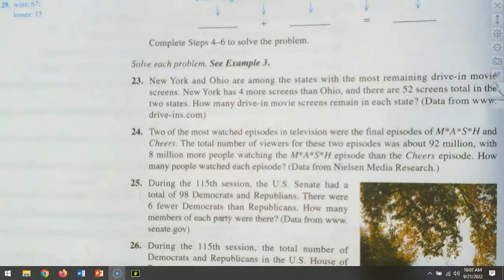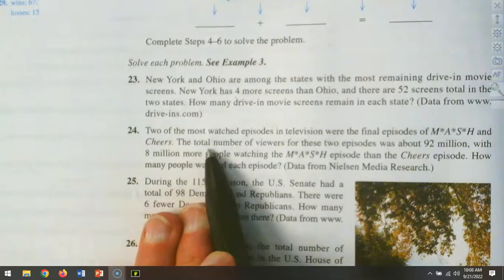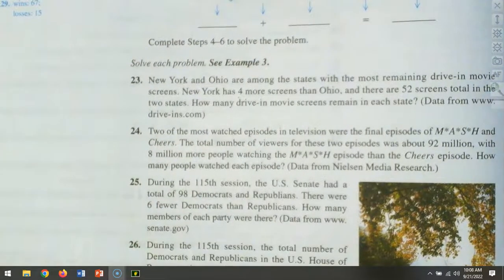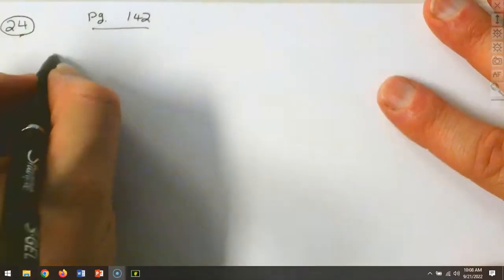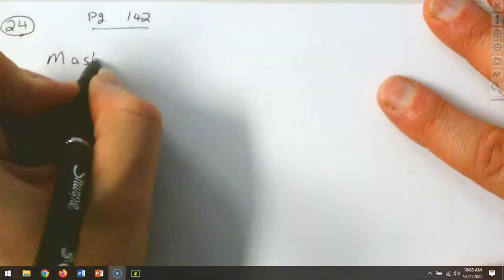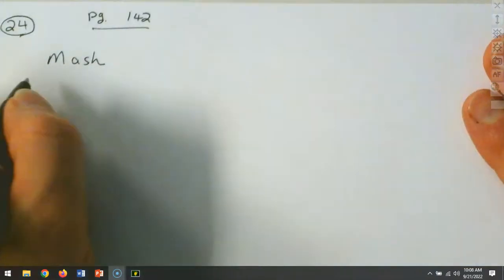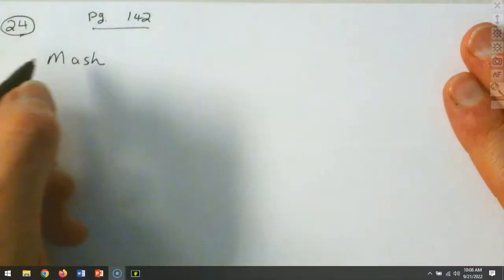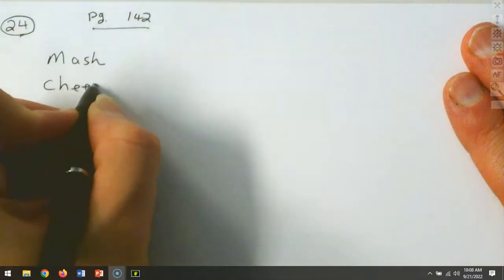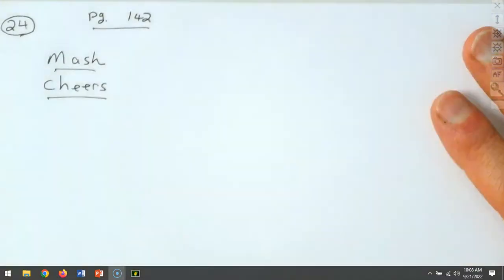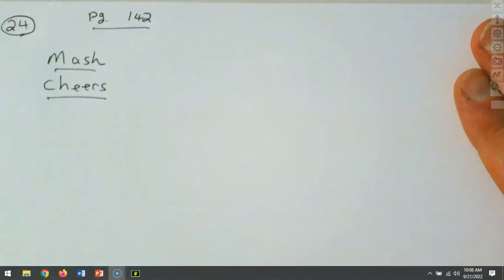Okay, so this one has a total. See, it says total here. Now, what are we working with? We are working with two different TV shows. So the two different TV shows are MASH, right? So we've got MASH, and what else? Cheers. So MASH and Cheers are the two shows. And what's happening with them? Do we have a total? Yes, that's our first thing.